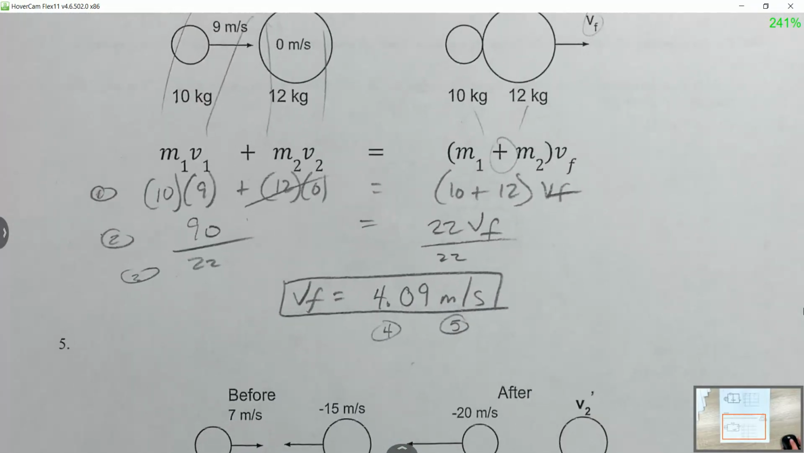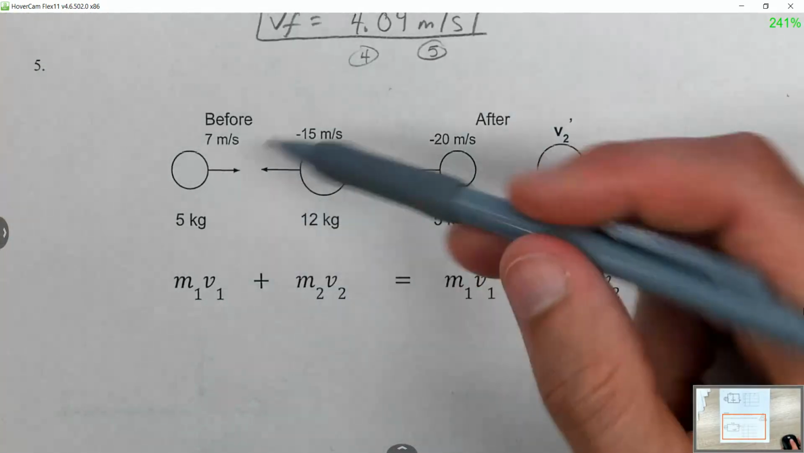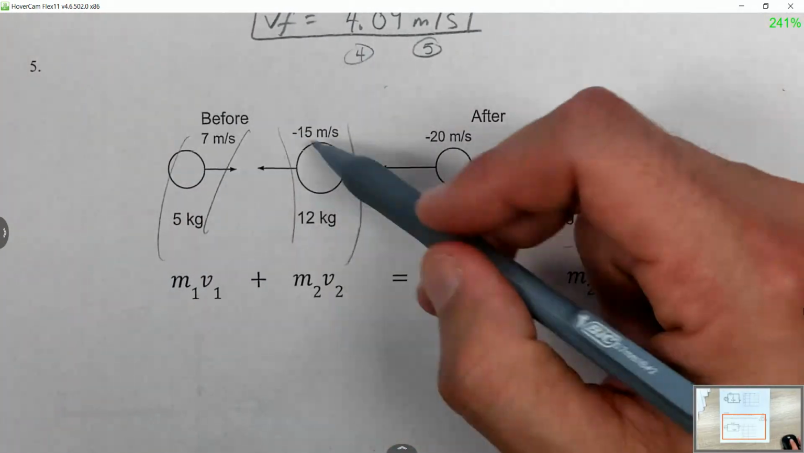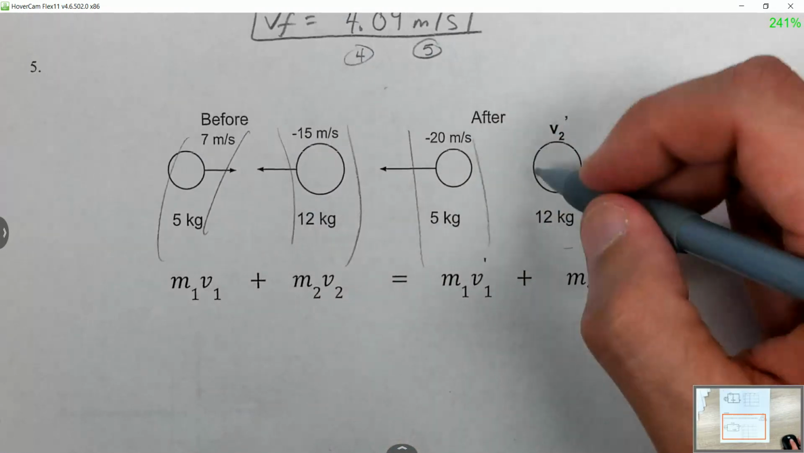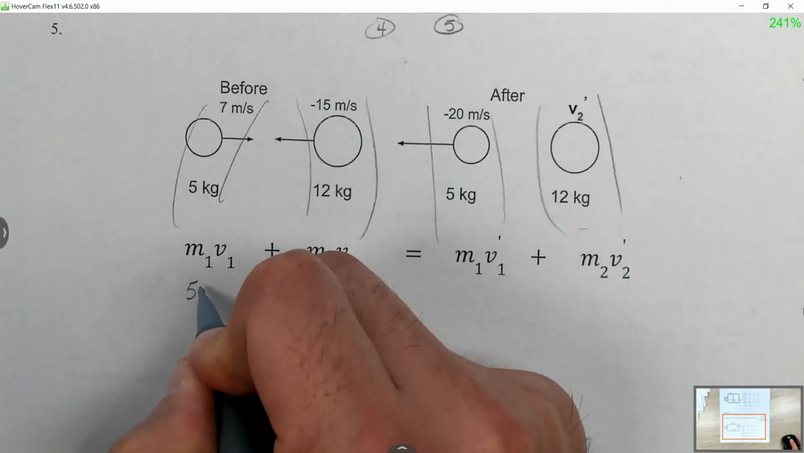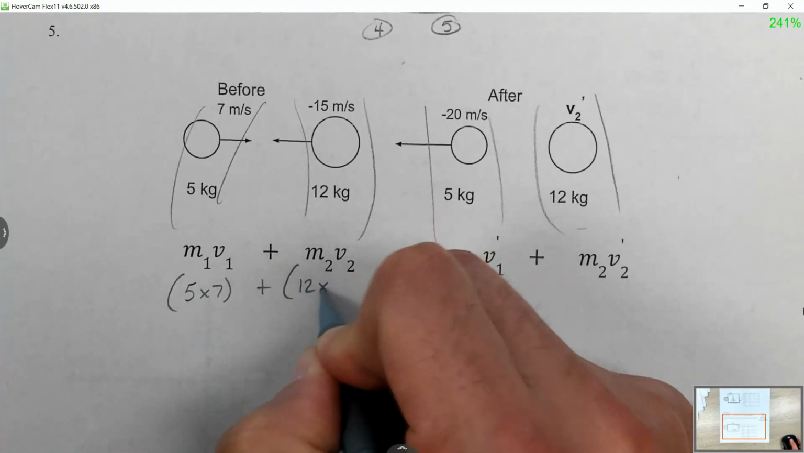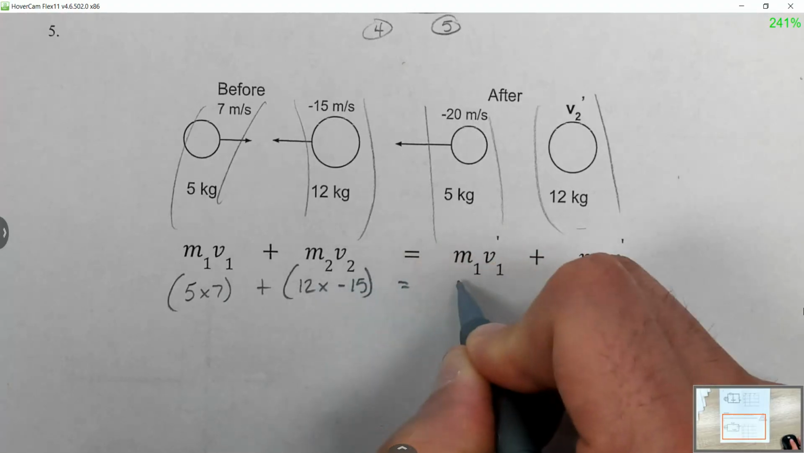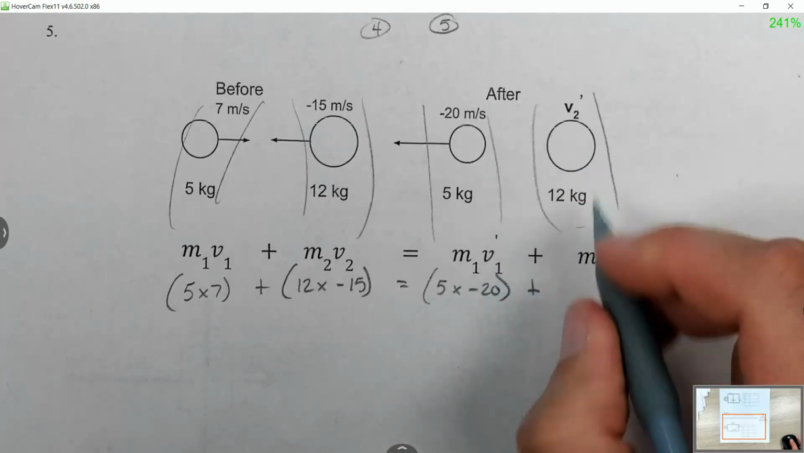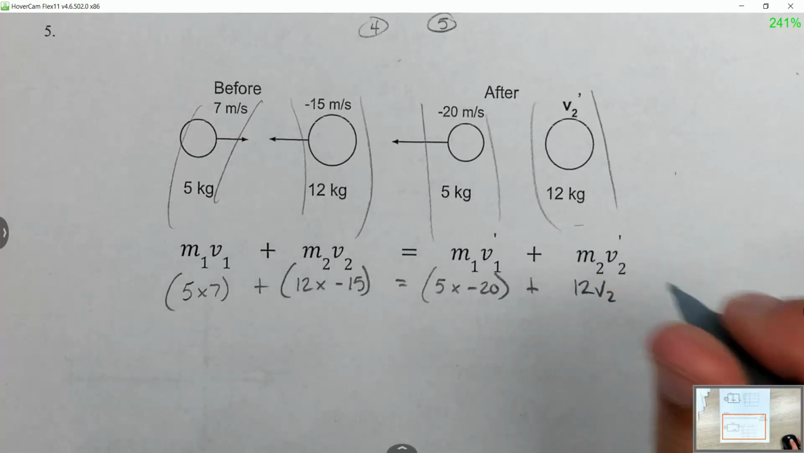And then our other type of collision problem is going to be an elastic collision. So total momentum before must equal the total momentum after. So these go together, and these go together. You must add the negative signs if they are there. All of these are going to wind up going with each other. So we have 5 times 7 plus M1, which is 12, times negative 15, equals 5 times negative 20 plus 12 times V2, so it's going to be 12 V2 prime.